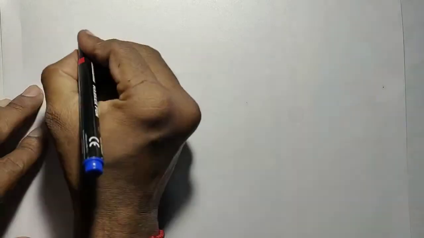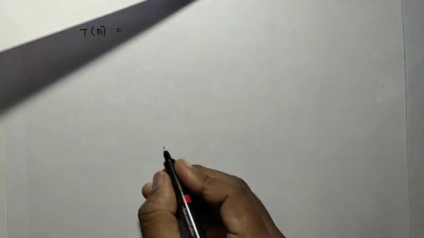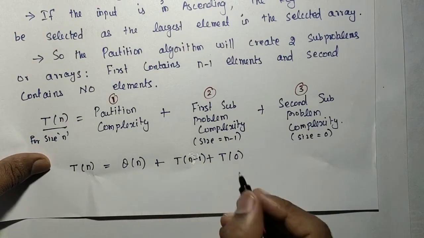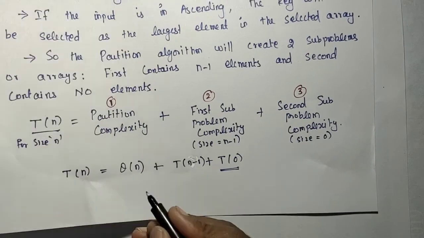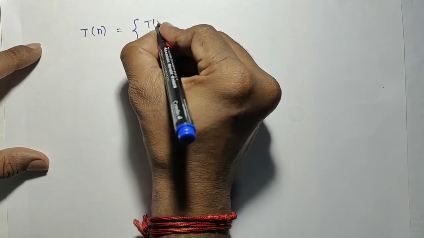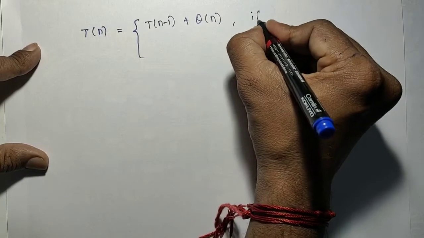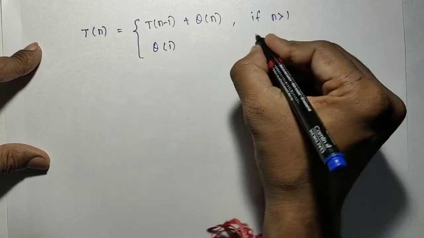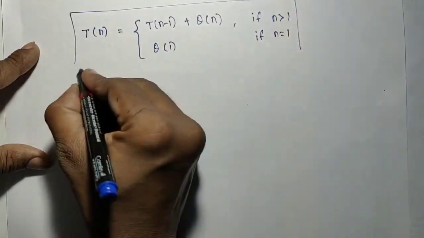So we will get a recurrence like T(n) = T(n-1) + Θ(n). T(0) has zero time complexity, so you can ignore it; there's no problem. So we can say that T(n) = T(n-1) + Θ(n) if n is greater than 1, and Θ(1) if n equals 1. So this is the recurrence we are calculating.